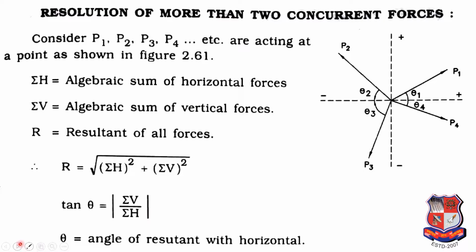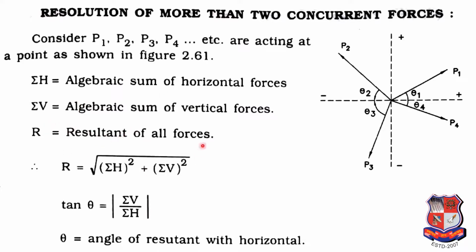Now, there is a theory of resolution of more than two concurrent forces. In that case, you can see there are many forces P1, P2, P3, P4 with angles theta 1, theta 2, theta 3, theta 4. So consider P1, P2, P3, P4 etc. acting at a point as shown in the figure. Summation H will be the algebraic sum of all the horizontal forces. Summation V, sigma V, is the algebraic sum of vertical forces, and R will be the resultant of all forces.